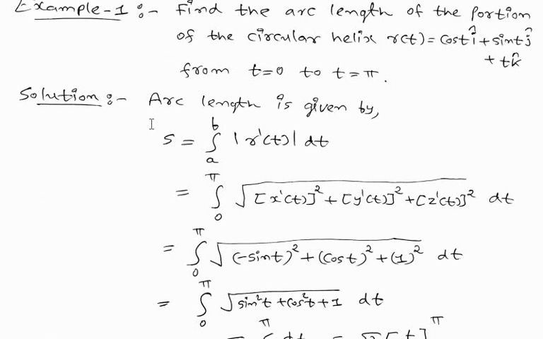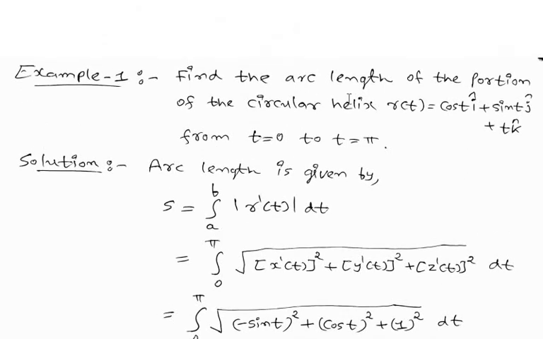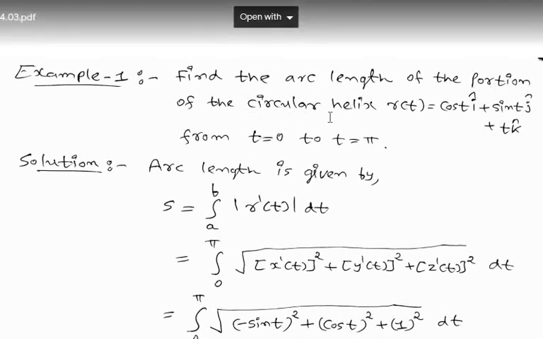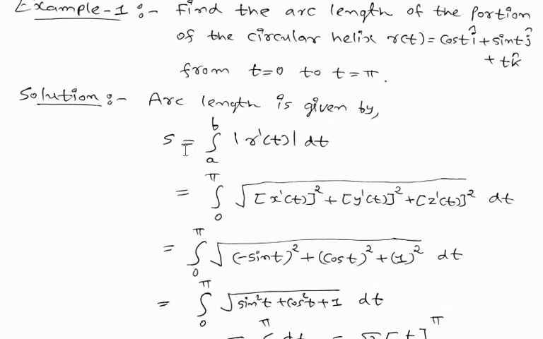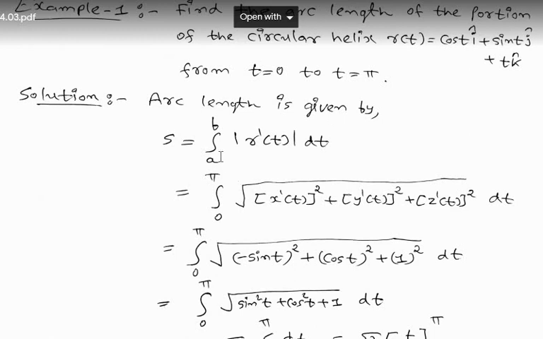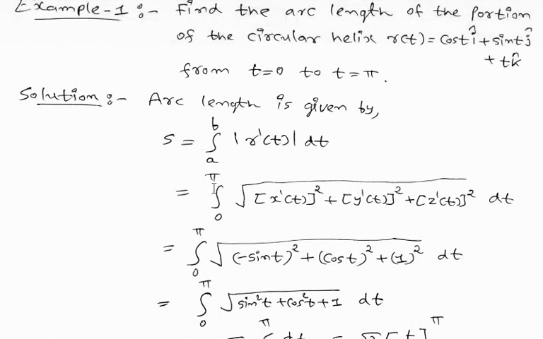Consider example number 1. We have to find the arc length of the portion of the circular helix r of t equals cos t i plus sin t j plus t k cap from t equals 0 to t equals pi. Now this curve is in parametric form. So the arc length is given by s equals the integration from a to b of the modulus of r dash t dt, right? So here the value of a is 0 and b is pi. So it will be integration from 0 to pi.